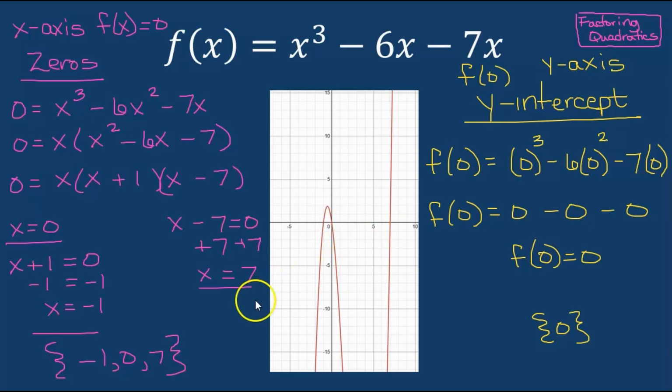So you can see that for the x-axis, our 3 solutions are -1, 0, and 7. And that is exactly where they're crossing the x-axis. So those are our zeros. Our y-intercept, you can see, also goes through 0. And so our y-intercept is also correct.